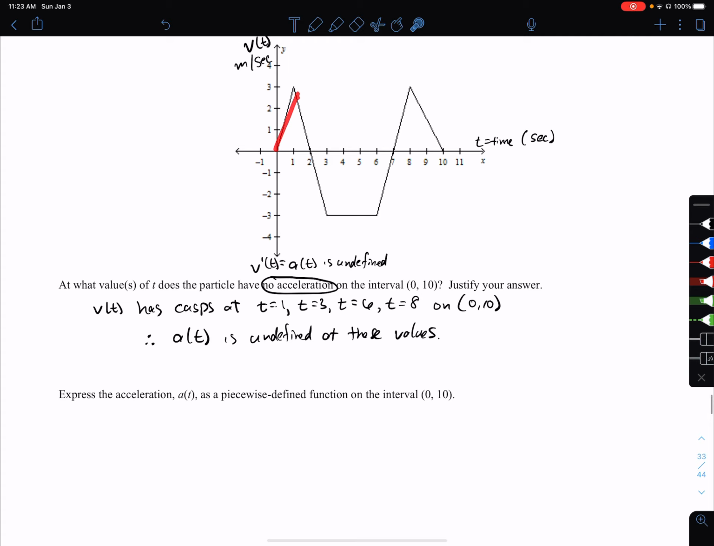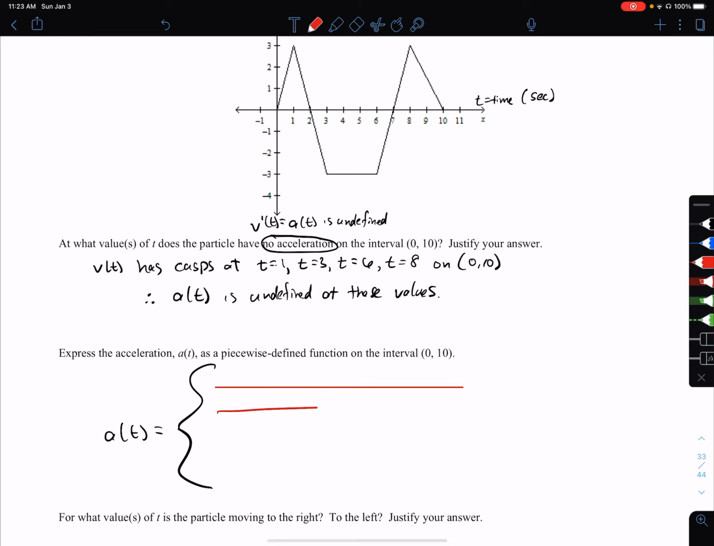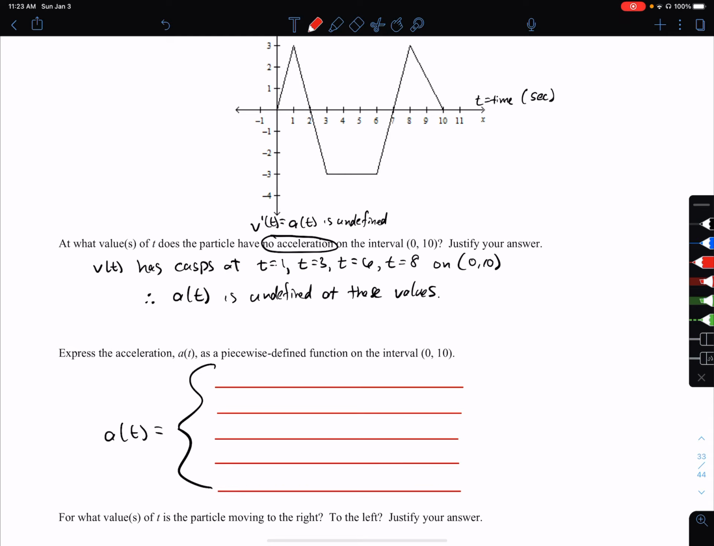So we have 1, 2, 3, 4, 5 pieces. So my acceleration function is going to be defined in 5 locations. I'm just going to put lines here: 1 location, 2, 3, 4, 5. This is just to keep me organized. I'll probably end up erasing these lines when I'm done.